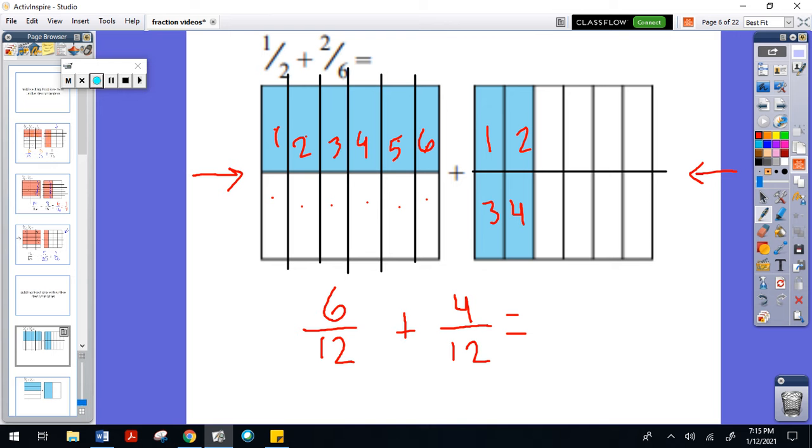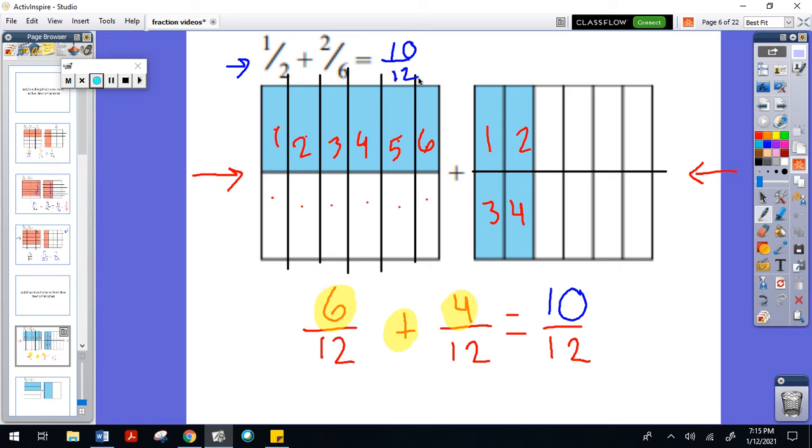So what we do here is we add these two fractions together because we now have a common, same denominator. Our denominator will always stay the same, so we're going to bring that 12 over. And we're going to focus on the numerators. We're going to take 6 and add it to 4. And 6 plus 4 gives me 10. So that tells me that 6/12 plus 4/12 is equal to 10/12. So 1/2 plus 2/6 is equal to 10/12.